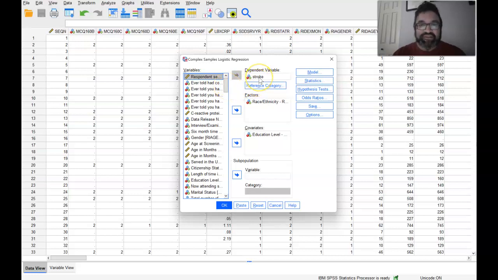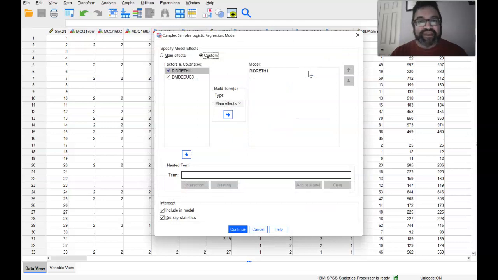So let's look for a research question. Stroke is a dependent variable that we could be asking about. So the presence of a stroke is the dependent variable of interest, and the factor we're looking at as a predictor is race, and the covariate that we're looking to control for as the confounding variable is education level. So if we look at the education level, this is a variable that we might be controlling for.